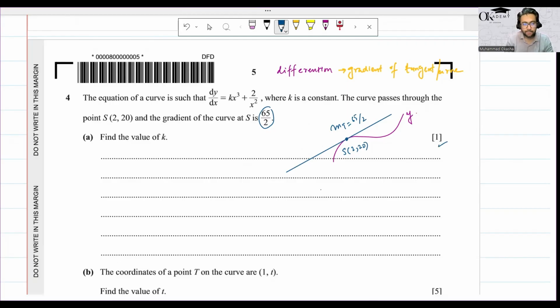At this point, we know that dy by dx equals kx cubed plus 2 over x squared. I'll say at x equals 2, dy by dx is the gradient of the curve, which is 65 over 2 equals, and because x equals 2, I'll put 2 cubed. You can solve it by yourself. I'm not going to do the maths for it. You should get k equals 4. It's simple.